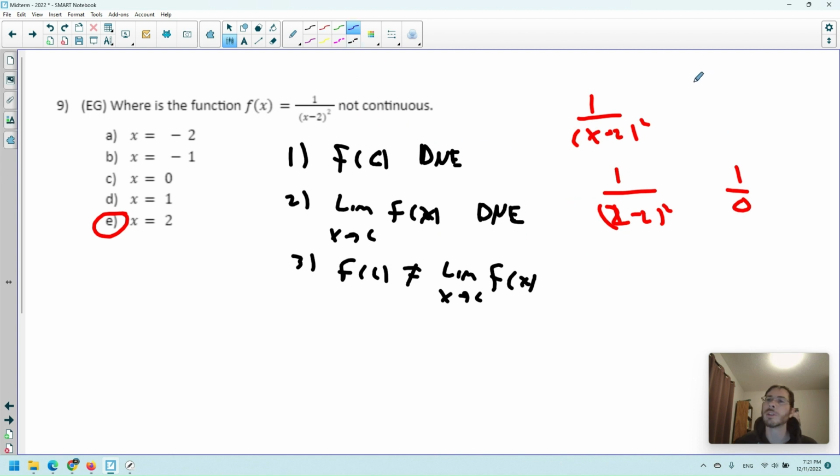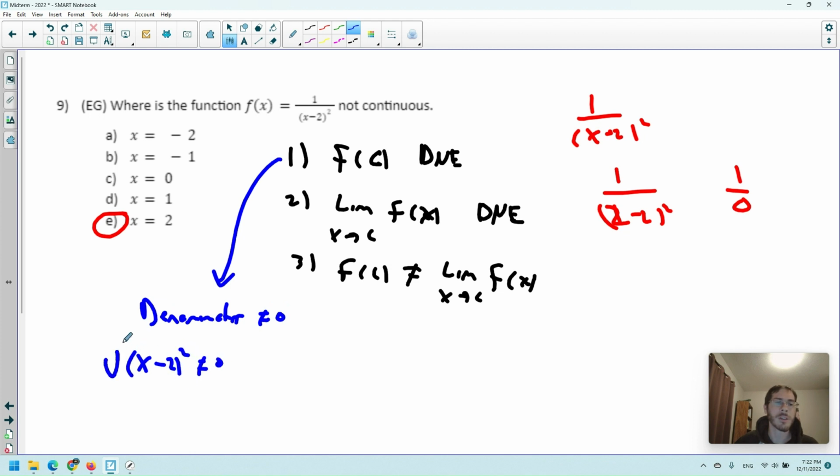I guess I should do it out fully and say I don't want the denominator to be equal to 0. So I could do x minus 2 squared is not equal to 0. Square root both sides. Add 2 to both sides. And get x does not equal 2. I could solve for it if I didn't want to do it by inspection. And that's about it. So we only have to pick one choice. Again, you could test all of the other choices if this was one of those 1, 2, or 3 choices.